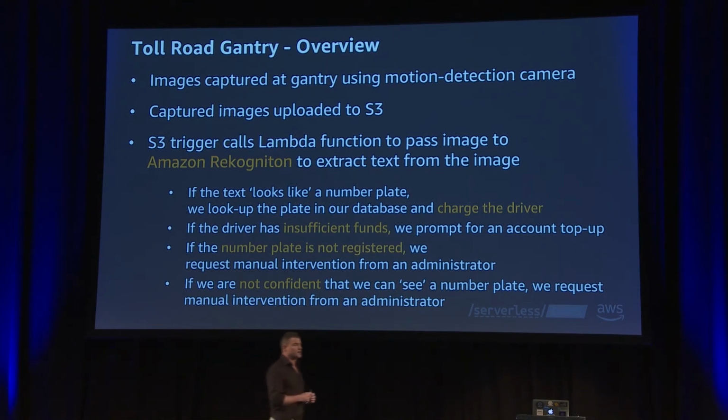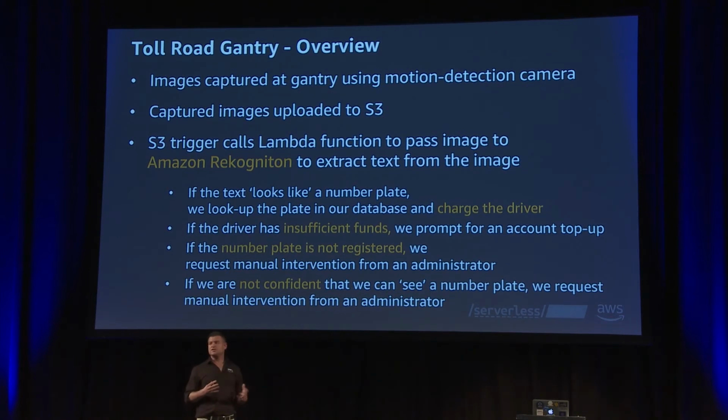The S3 trigger is running a Lambda function, and I'm making use of Amazon Rekognition to extract the number plate on the car as it drives past the gantry. So Amazon Rekognition, you've heard a little bit about today. It's a fully managed service for feature extraction and classification of objects and faces and celebrities and text out of images and video. So I'm using that in this example.